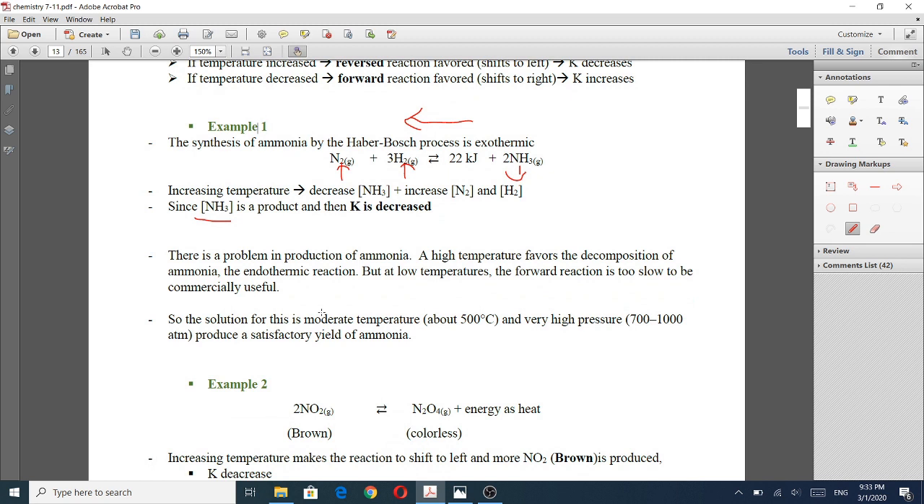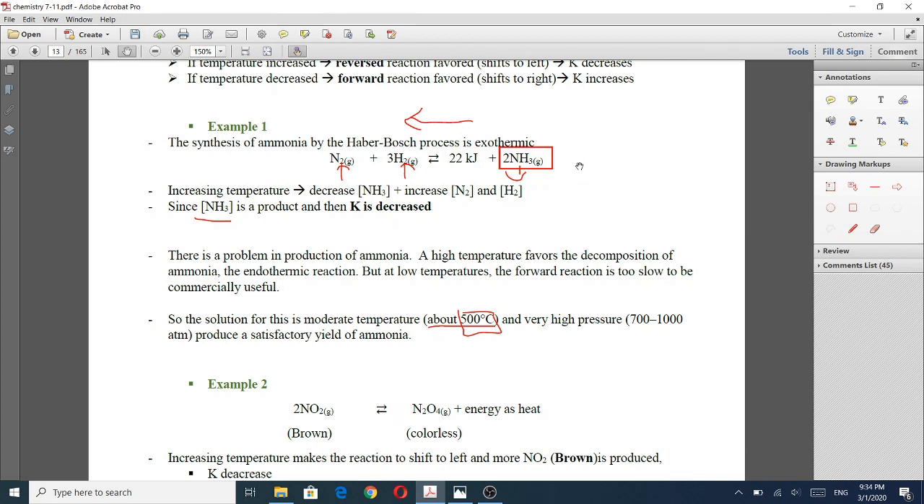But there's something about the production of ammonia. That reaction must be at high temperatures, because at low temperature the reaction will be too slow to be commercially useful. So the production of ammonia has to be at a moderate temperature of about 500 Celsius. But by increasing temperature to that amount, the reaction will shift to the reverse side and ammonia cannot be produced. Then how can this problem be solved?